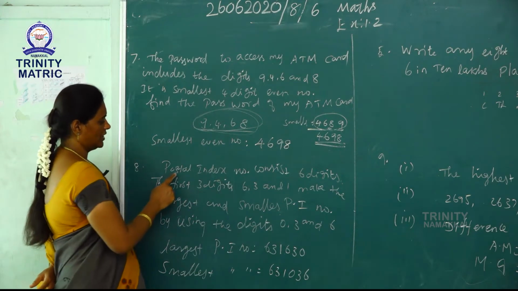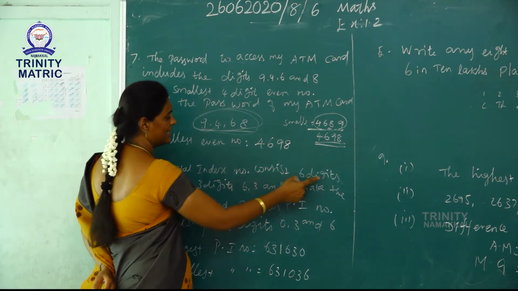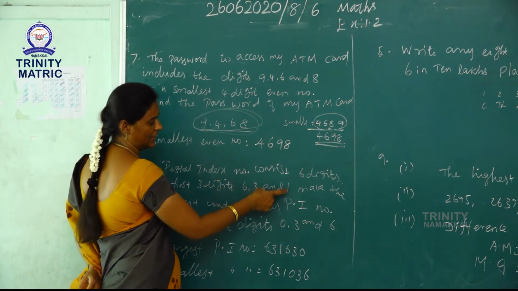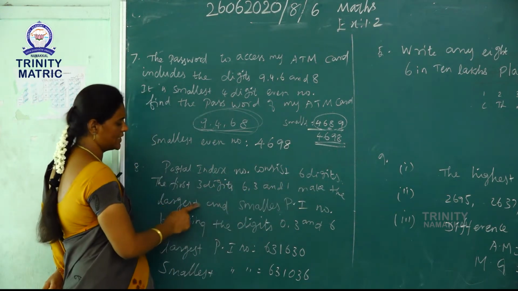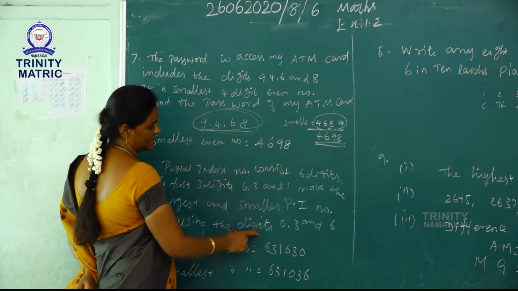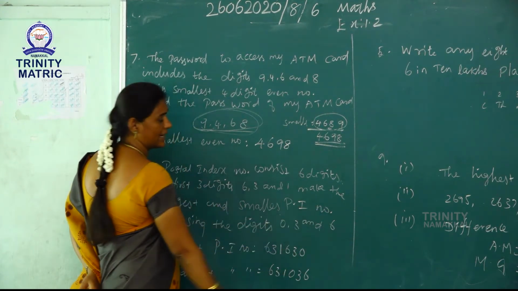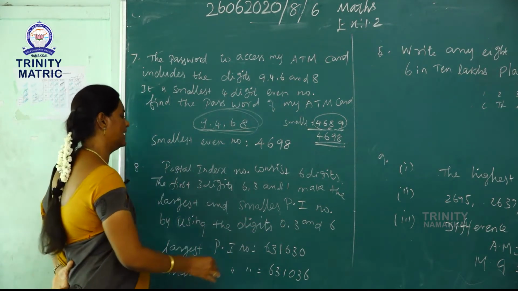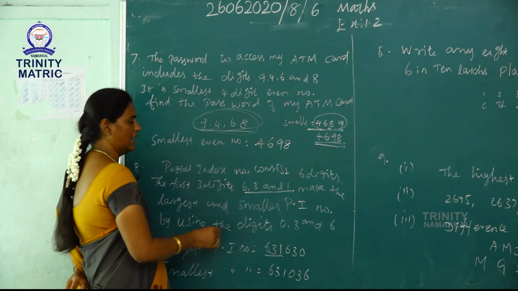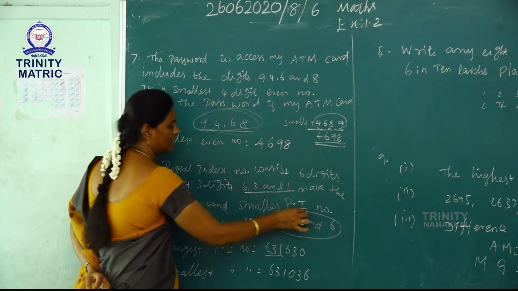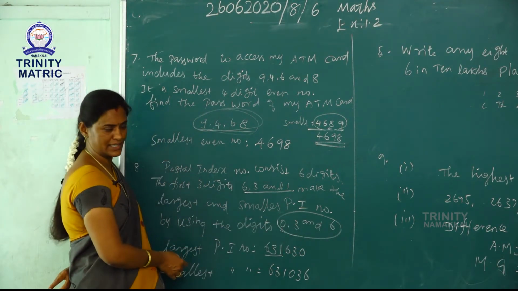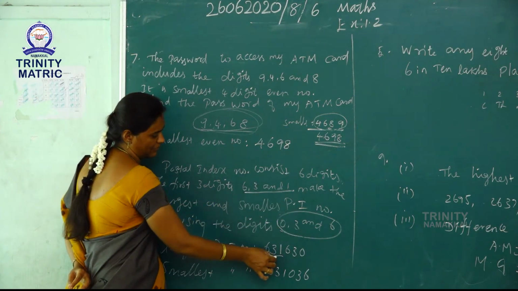Next, the postal index number consists of 6 digits. The first 3 digits given are 6, 3 and 1. Make the largest and smallest postal index number by using the digits 0, 3 and 6 only once. Now here the first 3 digits given, that is 631. Next we form the smallest and greatest number using the remaining 3 digits. See here first you write 631.